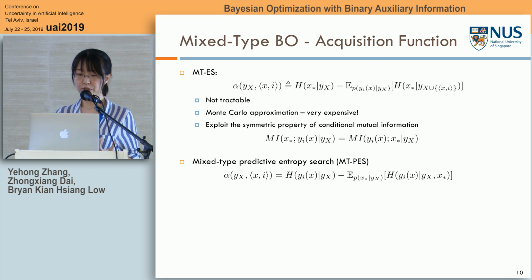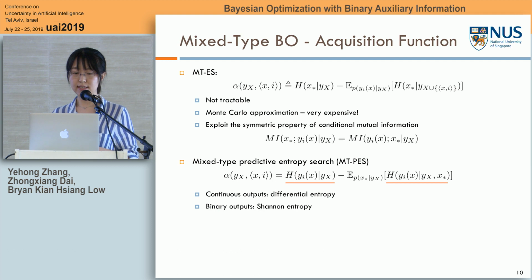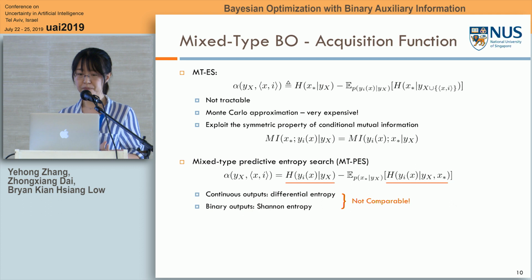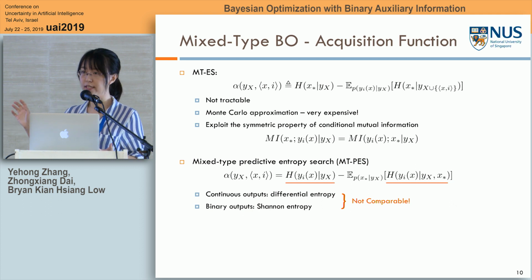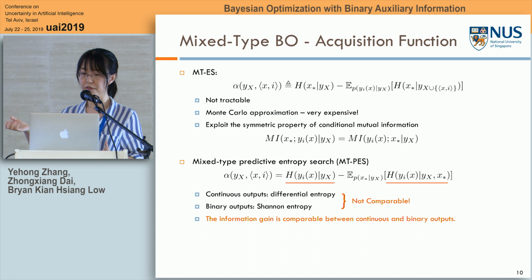Then an interesting observation is that if we observe each of the entropy terms separately, we can see that for the continuous output, it's a differential entropy. For the binary output, it's actually a Shannon entropy, and they are clearly not comparable. But if we consider the difference between these two entropies, it will be equivalent to the information gain of the target maximizer. So actually, the information gain is comparable between the continuous and the binary outputs.